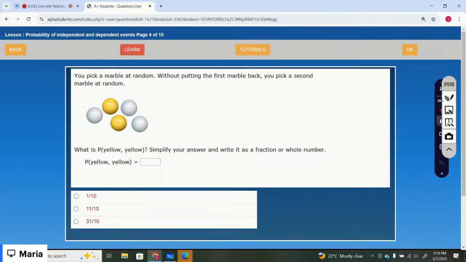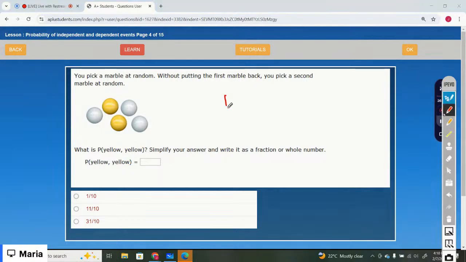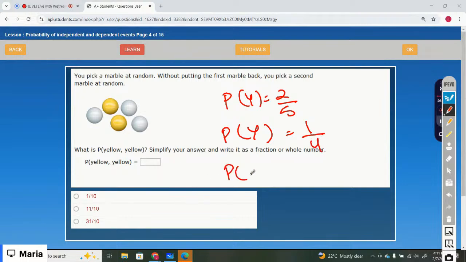For the first pick of a yellow marble, you have 2 out of 5. You didn't put the marble back, so now you have 1 yellow marble and 4 marbles in total. So the probability of yellow and yellow is 2 by 5 times 1 by 4. That is 2 over 20. You can write the answer in simplified form, so that is 1 over 10. Option number 1 is the correct option, that is 1 over 10.